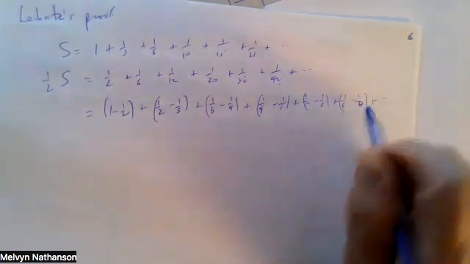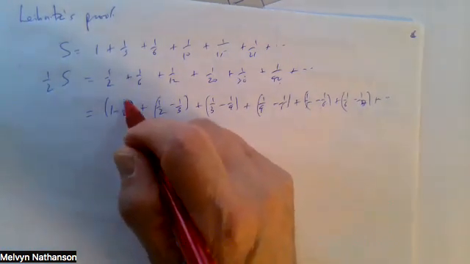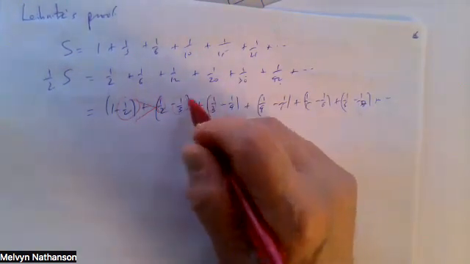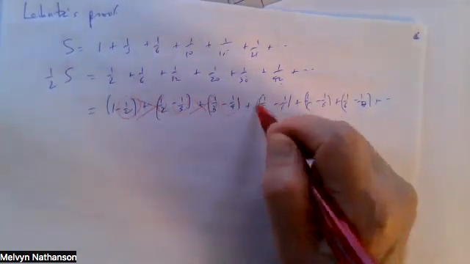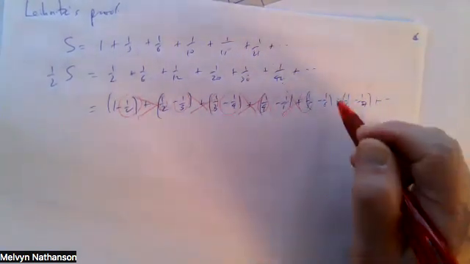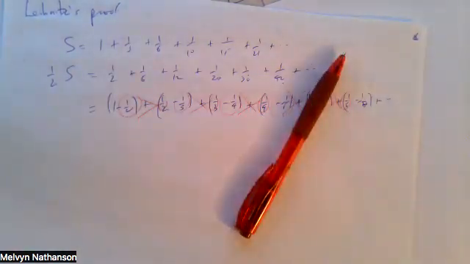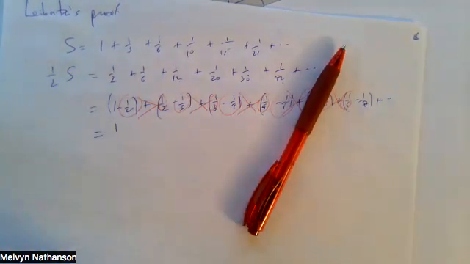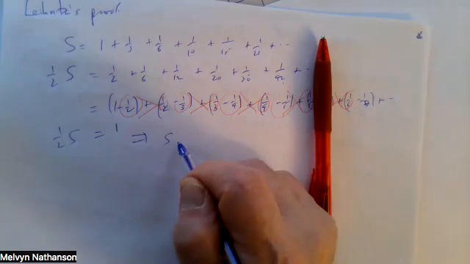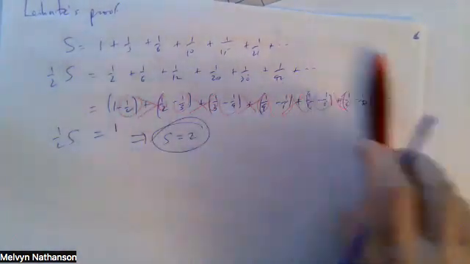And this pattern continues. But now when you look at this, you have minus a half plus a half, they cancel. Minus a third plus a third, they cancel. Minus a fourth plus a fourth, they cancel. Minus a fifth plus a fifth, minus a sixth plus a sixth. Everything cancels, and you're left with just 1. So a half S equals 1. So just as you predicted correctly, if a half S is 1, S is 2. Right?